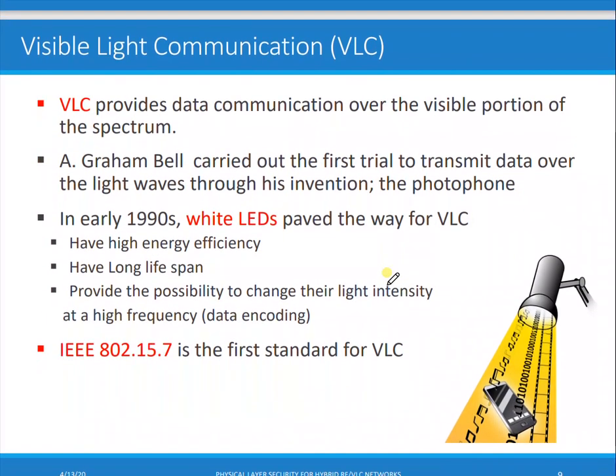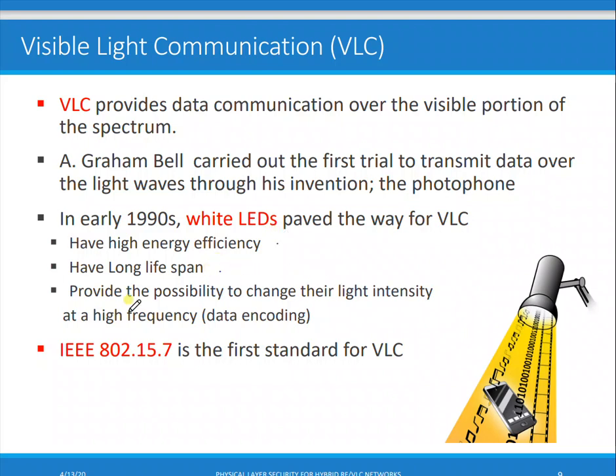And now we have the visible light communication. So visible light communication is using normal light, the normal light bulbs that we have, to utilize it to send information. It provides data communication over the visible portion of the spectrum. Graham Bell carried out the first trial to transmit data over the light waves through his invention, the photophone. In the 1990s, white LEDs paved the way for VLC.